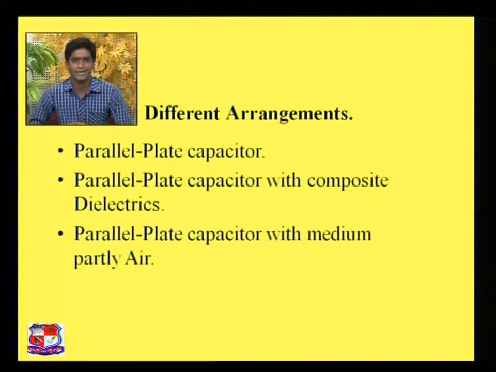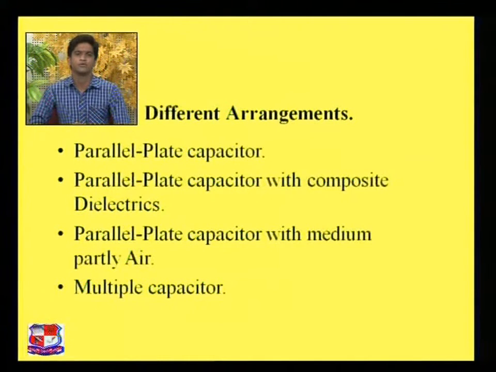After that comes the parallel plate capacitor with medium partially air. It means that we can use air as a dielectric material, and then we can calculate the capacitance. And then we can use multiple capacitors. It means more than one capacitor will be used to count the capacitance. So we have these four kinds of arrangement: parallel plate capacitor with composite dielectric materials, parallel plate capacitor with medium partially air, or multiple capacitors. These four things have different equations for capacitance.